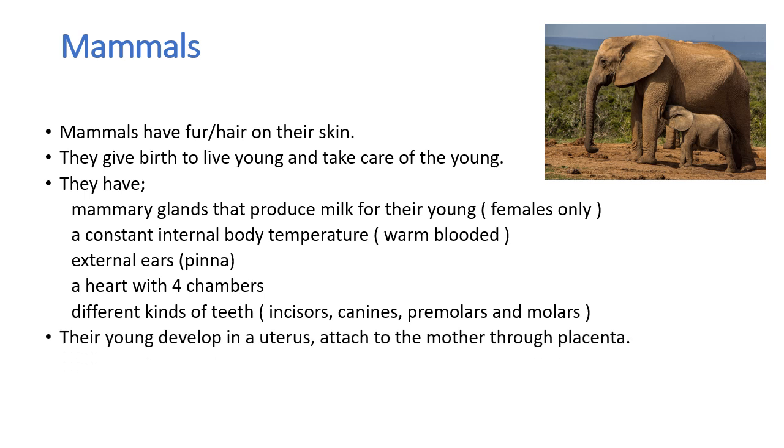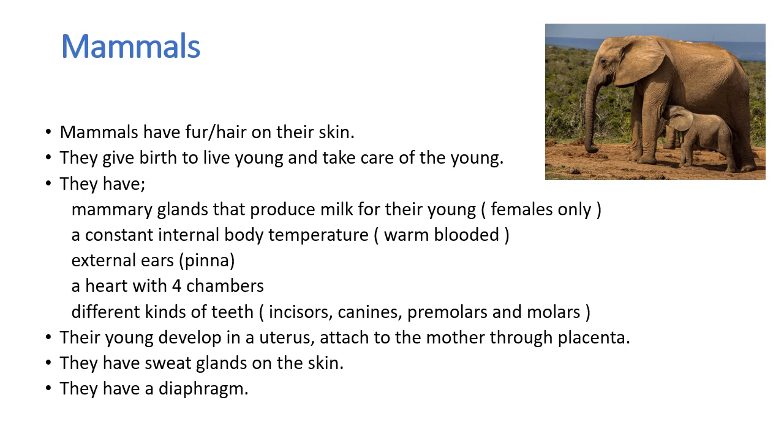Since mammals give birth to their young, the young ones develop in a special organ in mother's body, which is called uterus. The fetus is attached to the mother using another special organ called placenta. So, placenta helps to exchange materials like food, oxygen, waste materials between the fetus and the mother's blood. Mammals also have sweat glands on their skin. These sweat glands help them to maintain their constant body temperature.